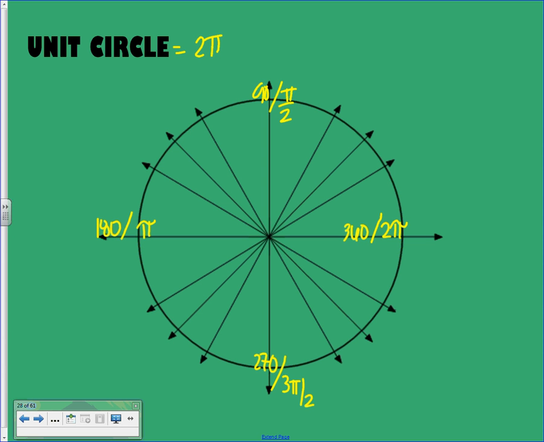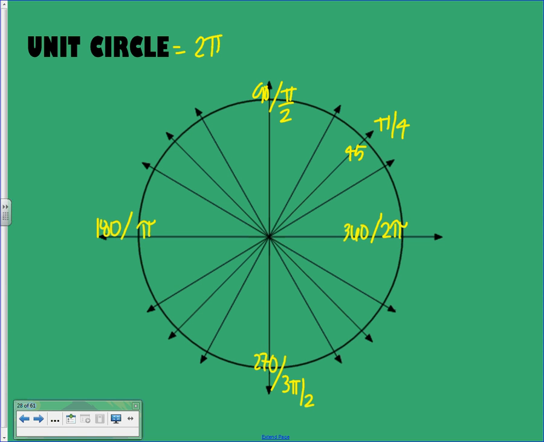If we go in half again, so if we were at 90, half of 90 is 45, which means half of a half is a quarter, so 45 is pi over 4. I think that should make sense, because pi over 4 is 45 degrees. Hopefully that helps.